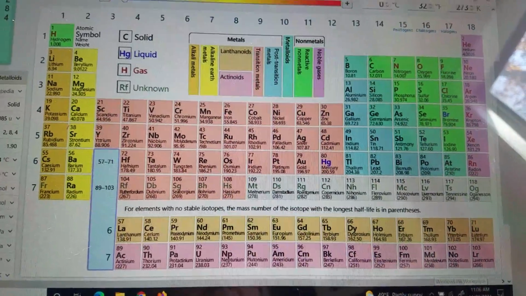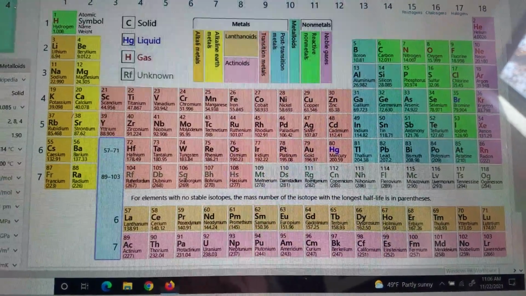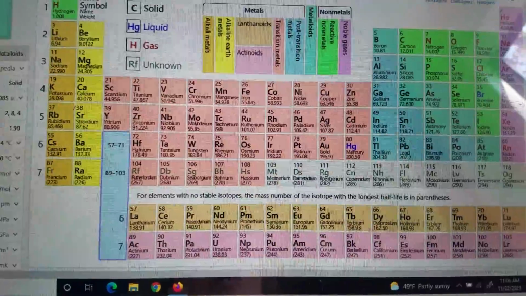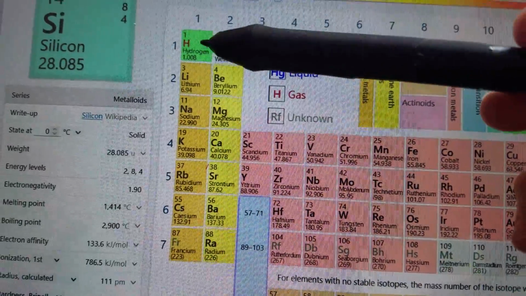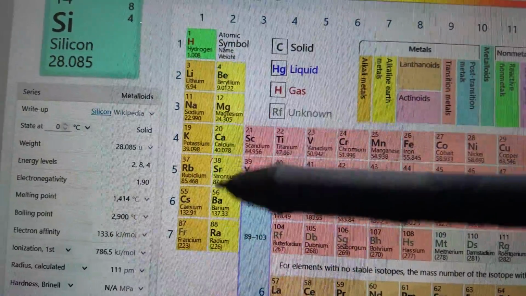So if you look at this table, you should be able to see that you have various columns that are going down. These are called groups or families because one thing they have in common is the same number of valence or outer shell electrons. So if I'm looking, for example, in this first column with hydrogen, lithium, sodium, and so forth, these all have one valence electron.